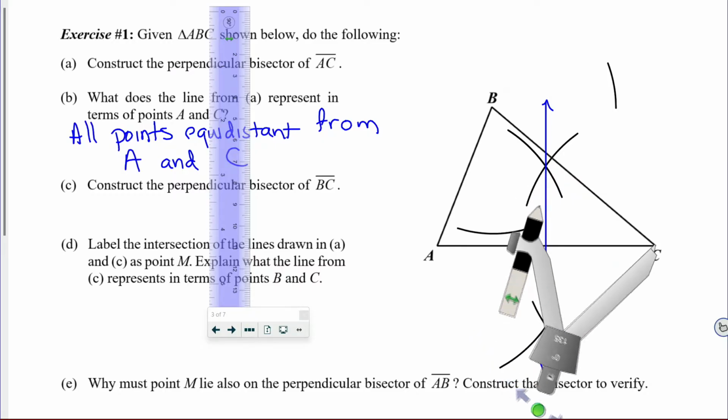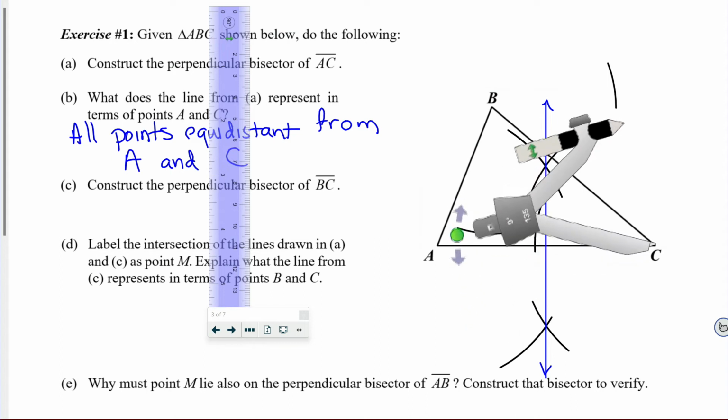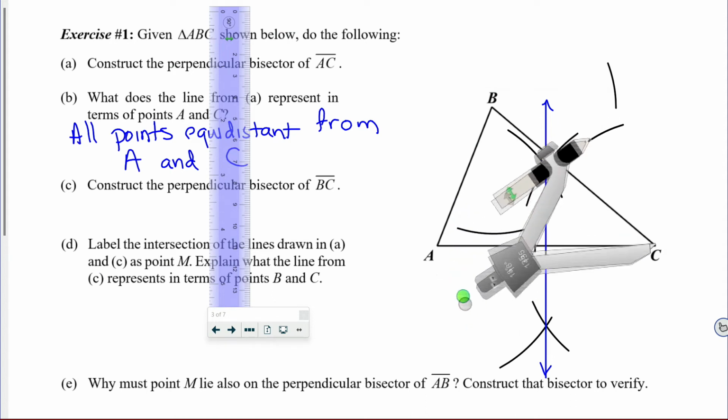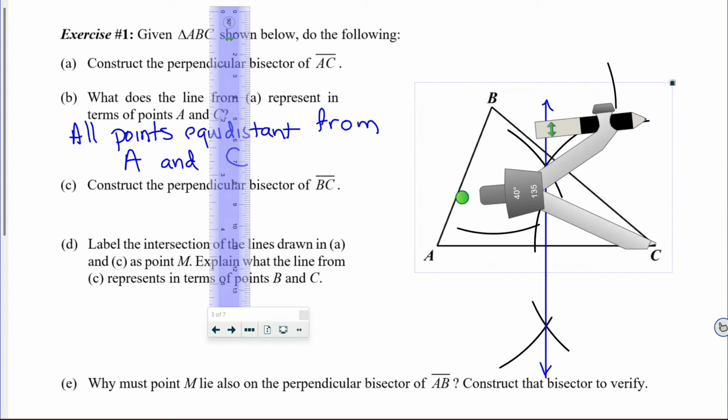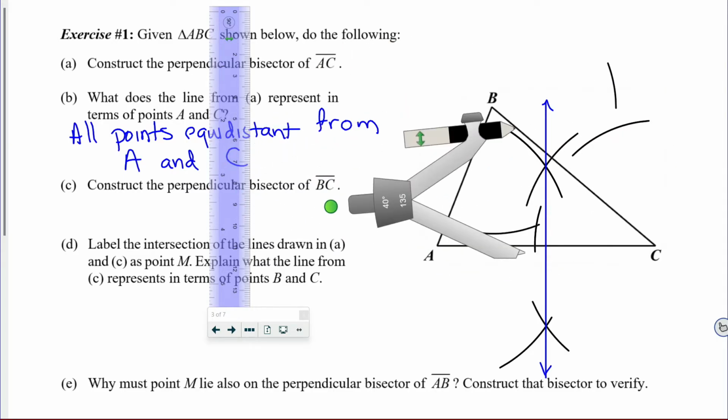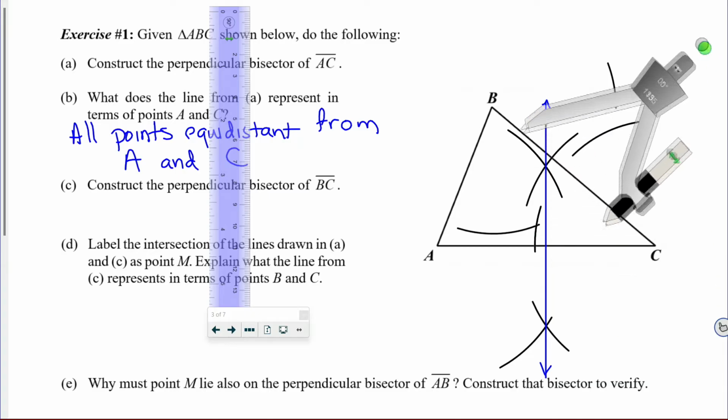So I want to make sure I do it as well as I can. Oh, I just barely made that one. And I missed that one altogether, so I'm going to have to go back and make that up. But that's okay. Since I haven't changed my compass length, I can do that. Put this back at B.